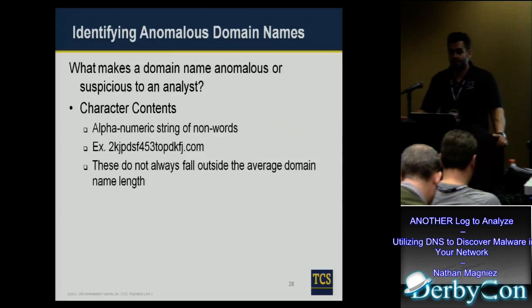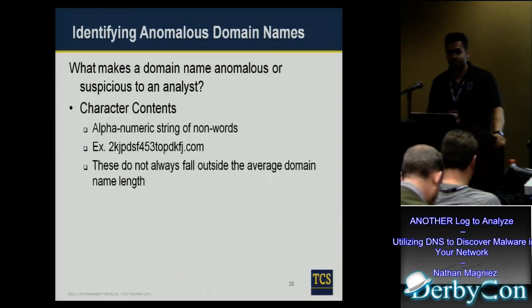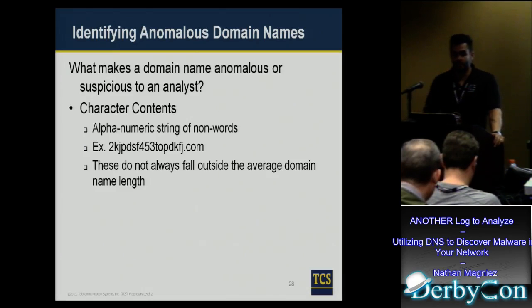Also, character content could be considered in your anomalous approach too. Alphanumeric strings of non-words, just random characters, as an example, 2K, JP, DSF, on.com. Sometimes they won't fall outside the normal range of length for a domain name, but that is not a normal domain that any user could memorize easily.